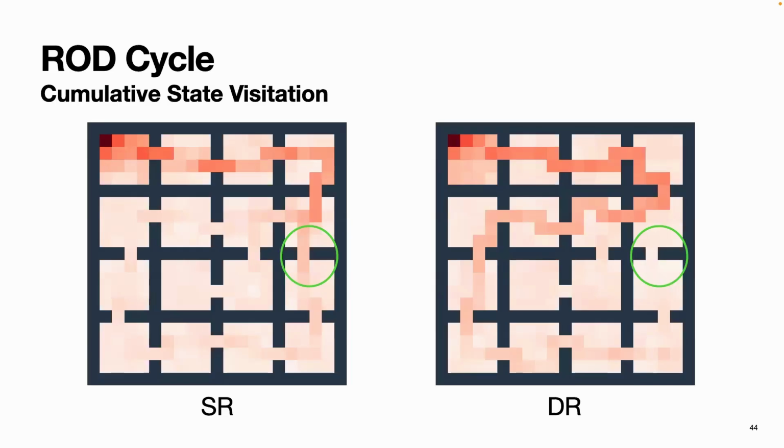And if we look at the cumulative state visitation counts at the end of the rod cycle for the successor representation and the default representation, you can see that for the successor representation, it passes through this area, which is where the low reward region is located. But on the other hand, with the default representation, it still passes through, I think, occasionally, but the number of times the agent passes through the low reward region is much lower compared to the successor representation.